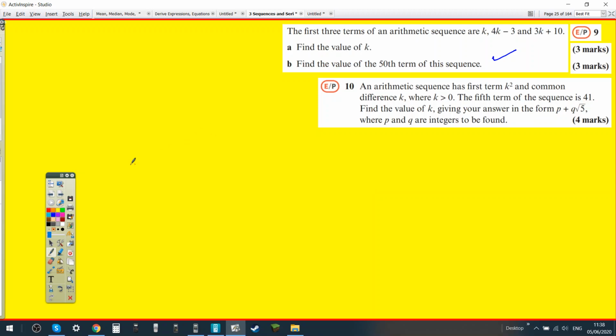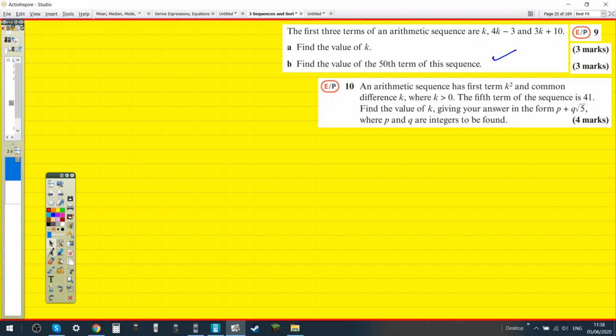All right, let's do question 10. Would I do something like k squared plus 4k equals 41? K squared plus what, sorry? 4k equals 41. And then k squared plus 4k minus 41 equals 0. Yeah.